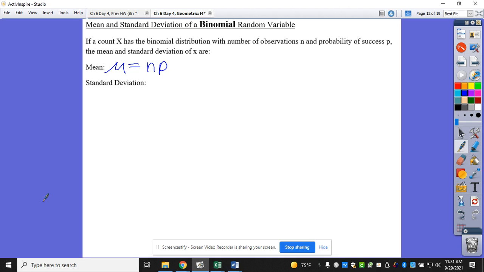Standard deviation also accounts for probability of failure. How do I find probability of failure? You don't need to know the process of why this is the answer, or why this is the equation. But how do I find probability of failure? 1 minus p. But how do I always find standard deviation? What's always the last thing I have to do? So we're still finding the square root. So I'm accounting for my trials, probability of success, probability of failure, and taking the square root.